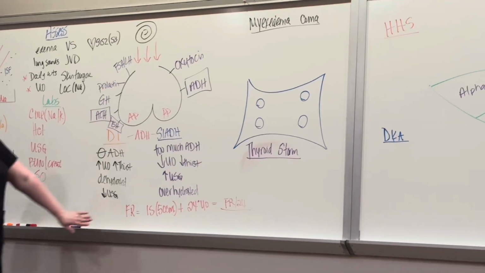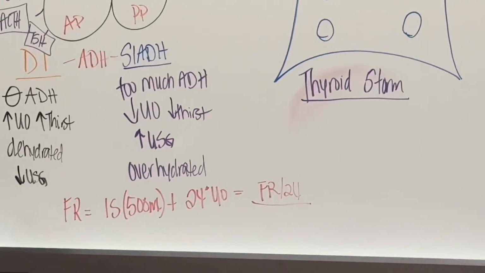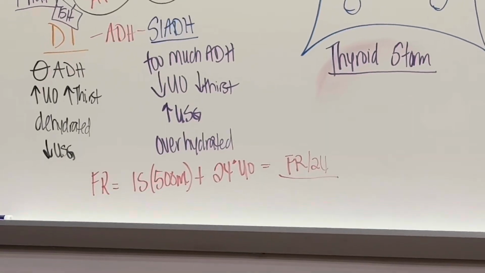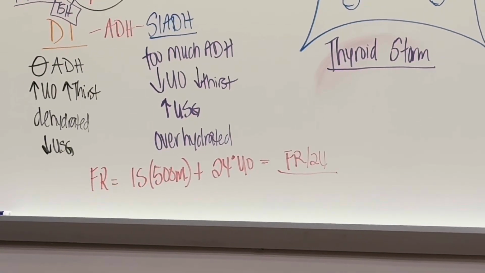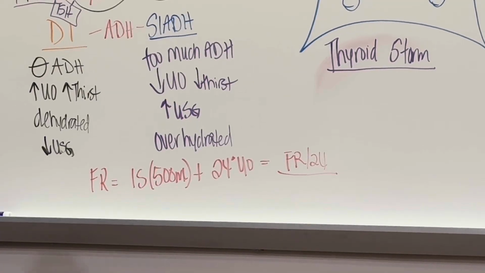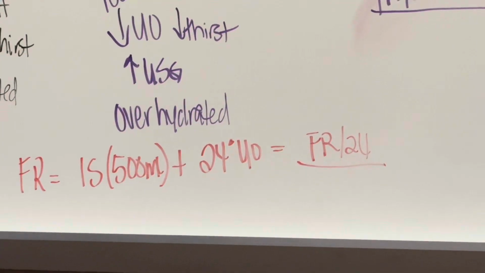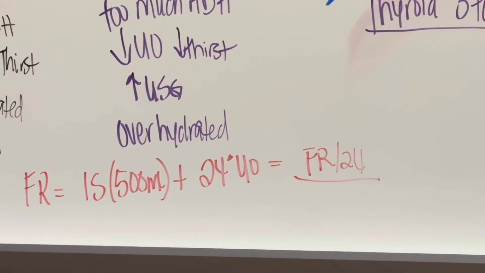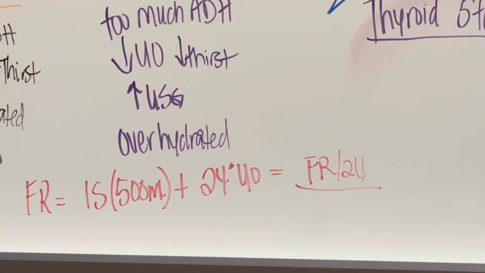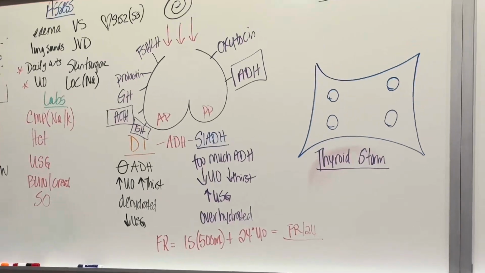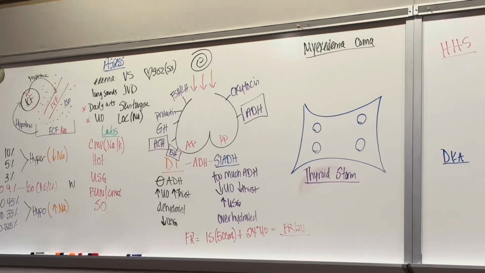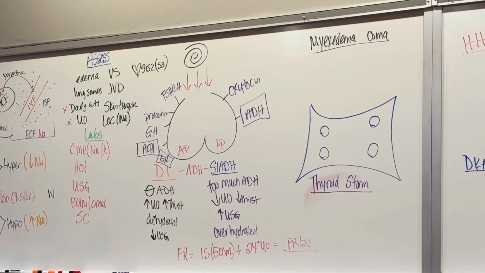Now, in order to determine fluid restriction, we do insensible losses plus how much urinary output they've had for a full 24 hours. That equals how much fluid they can have for the next 24 hours. Now, when you go to the hospital and you see patients, most oftentimes, if they're on a fluid restriction, the doctors put the order in for 1,500, 1,800 milliliter fluid restriction. Really depends on what their urinary output looks like, okay?